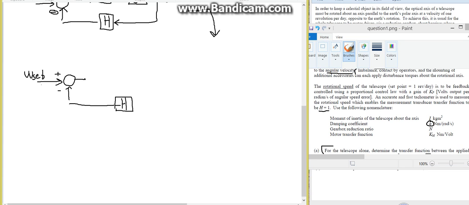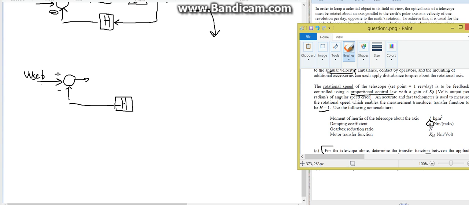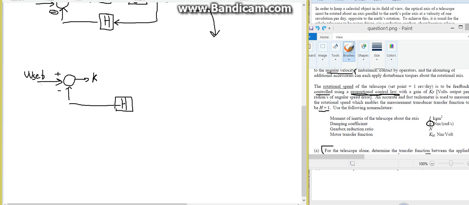Now, this is moved into a proportional control, controlled using a proportional control law with a gain Kp. That's very important to understand, guys. That gain Kp is the controller that is adjusted such that your system contains stability or instability, however you like. And this has resulted into the system's dynamics.